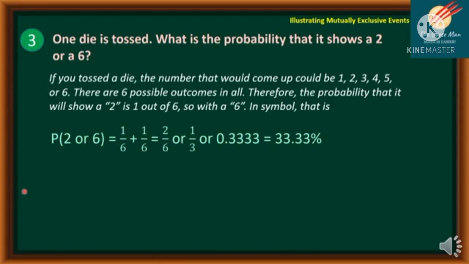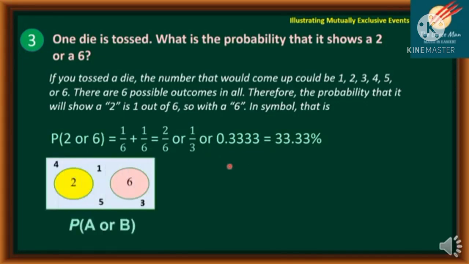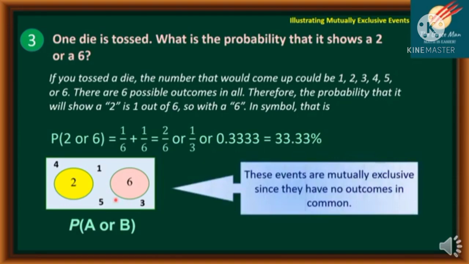This is the same as 0.3333 or 33.33%. If we put this into a Venn diagram, this is 2 and this is 6. Clearly, there is no common shaded part between 2 and 6. Take note that 1, 4, 5, and 3 are outside this circle. Therefore, we can say that these events are mutually exclusive since they do not have outcomes in common.